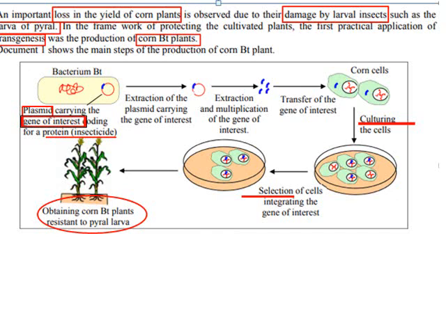So what happened is that they used bacterium BT. Bacterium BT has a gene that codes for a protein, which is an insecticide protein that kills insects. So what they did is the following: they extracted the plasmid of this bacteria BT, and they extracted the gene of interest after they did multiplication of the gene, and then they inserted it in the corn cell. To insert the gene of interest in the corn cells, we have two procedures.